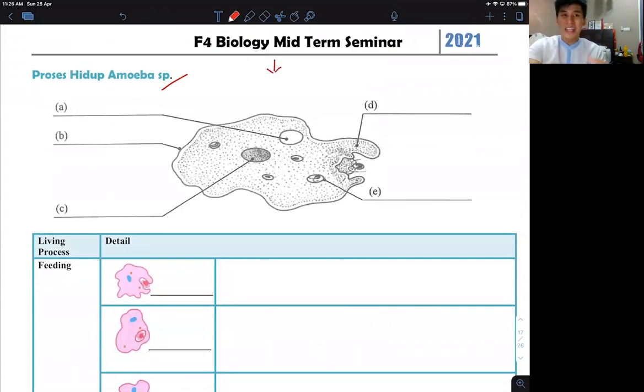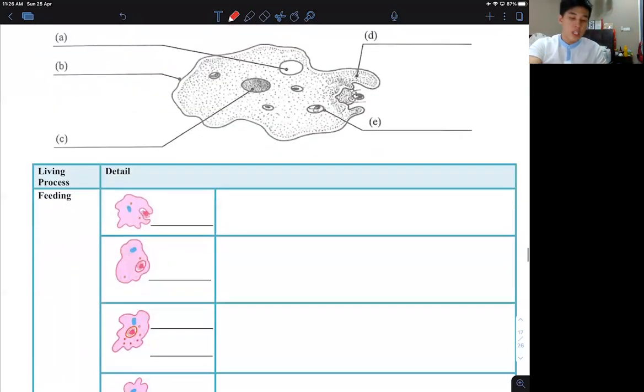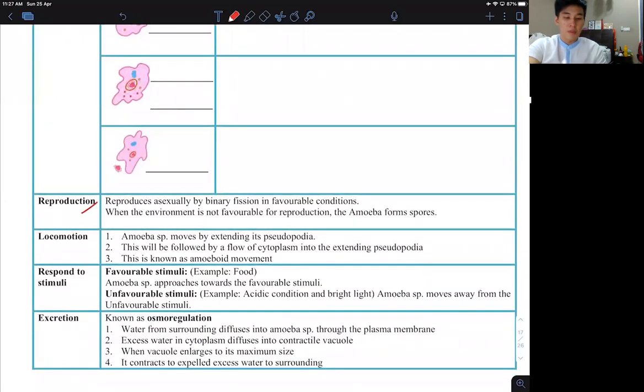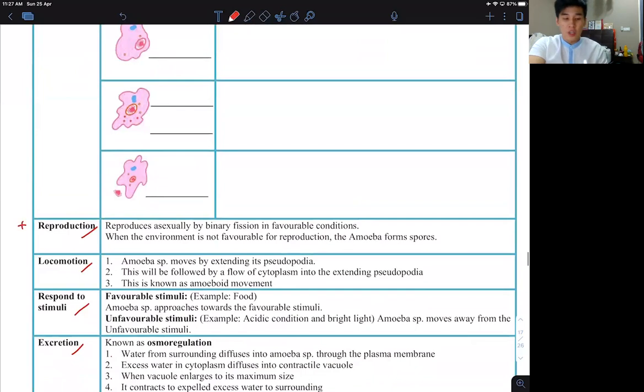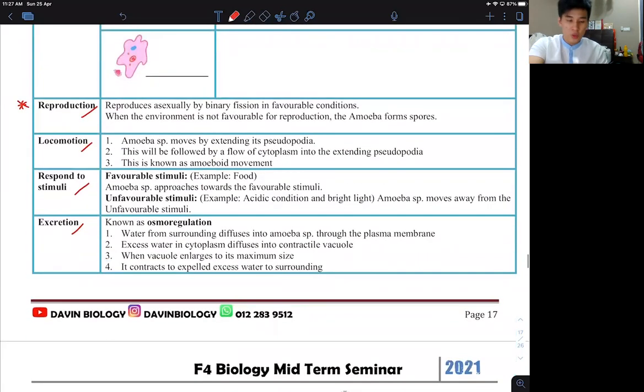So amoeba, what do you mean by living process in amoeba? They are a living organism as well, but they are unicellular, meaning they live on their own. Since they're living organisms, they do things that humans also do to keep ourselves alive. For example, they eat, reproduce, move, respond, and excrete just like humans. Questions usually like to ask about reproduction and excretion.